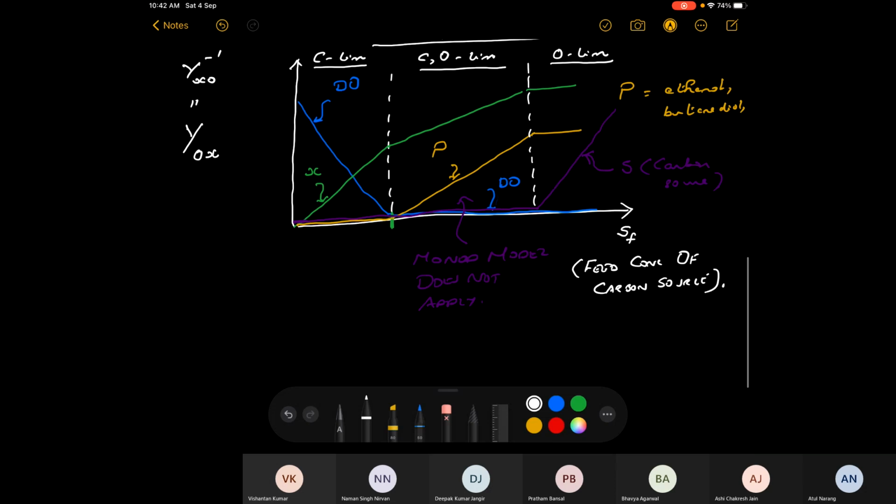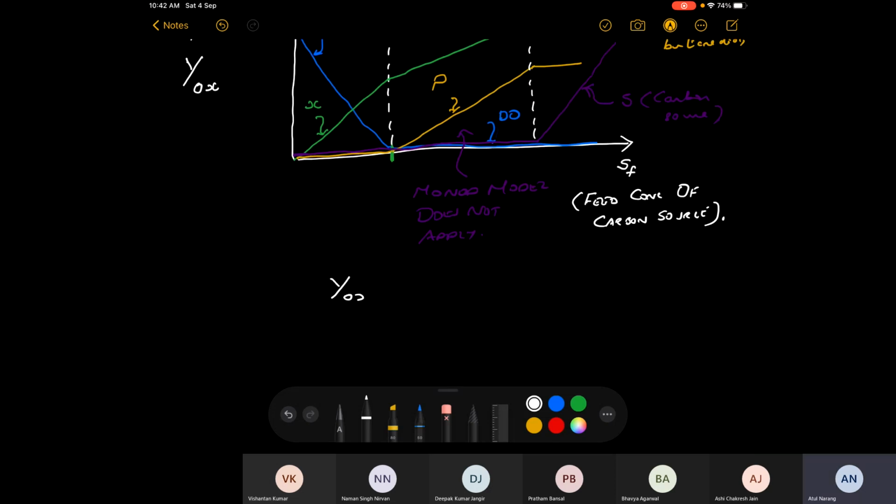So Y_OX in the O2 limited regime will be greater than Y_OX in the carbon limited regime. Since the yields are different at the left and the right, and the middle region is where the yield is changing, then by definition, the middle region or the dual limited region is the region where the yields are changing, and therefore the Monod model has to fail. Right? That part clear?